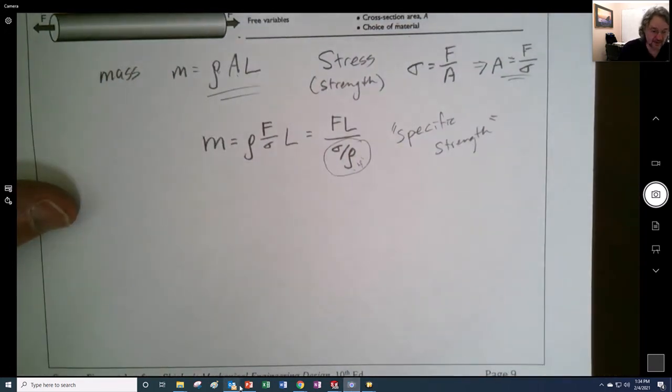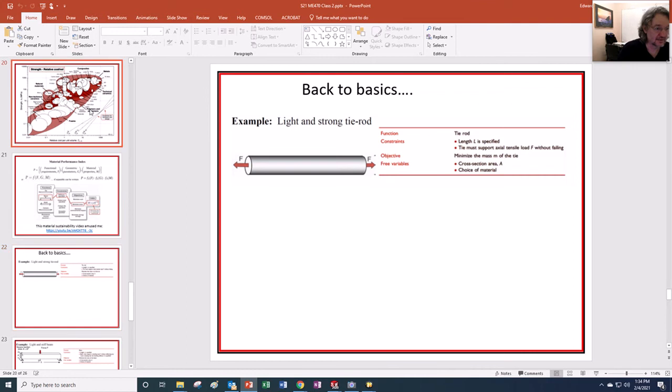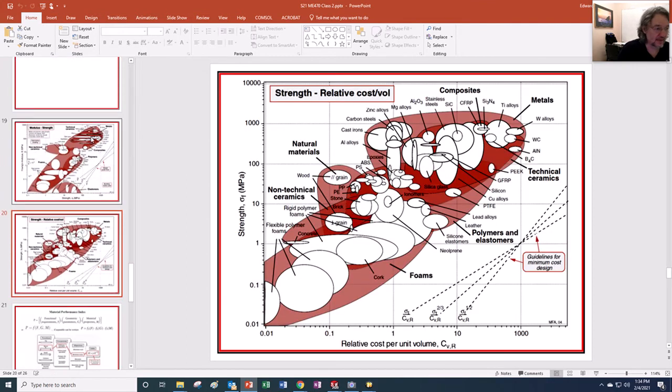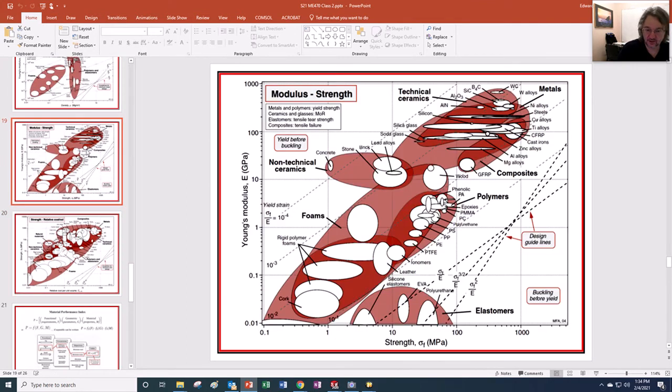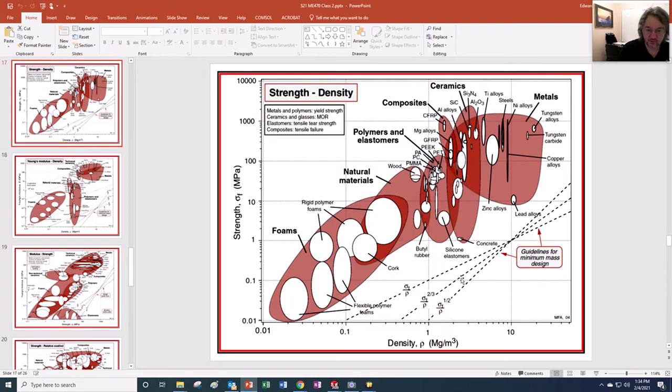Let's go back to these lines. Do we have one that looks like this? Boom. So right here you see that stress and that density? We would use this line right there. These are the guidelines for the minimum mass design that we would place onto this chart.